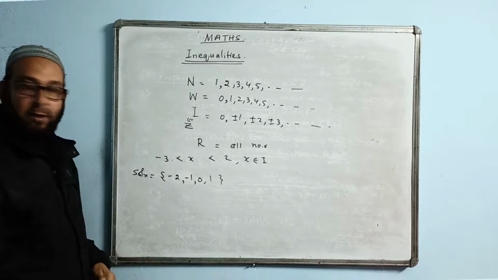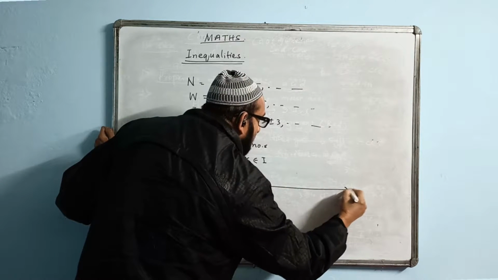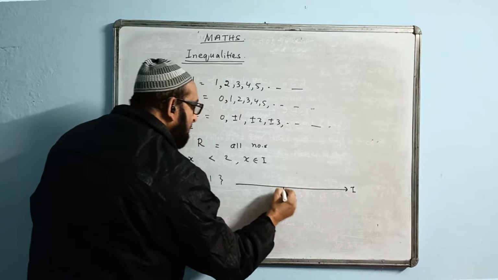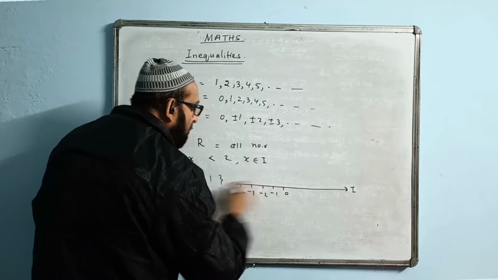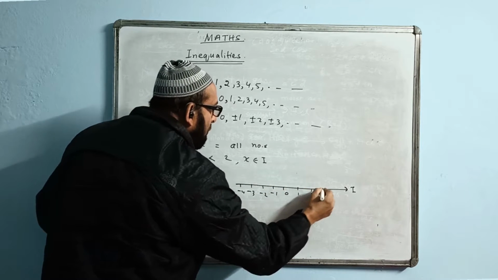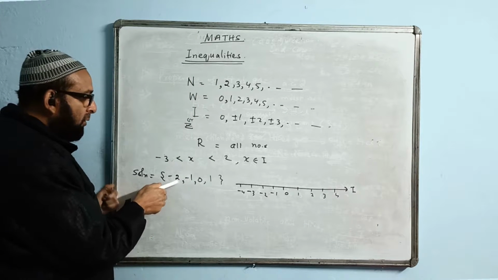We start with -3. And how to show them on the number line? On the number line, we will show like this. I for integers. Here we write 0, -1, -2, -3, -4. We show negative also, positive also: 1, 2, 3, 4, like that. What are the answers? We will put a dot only on those answers.